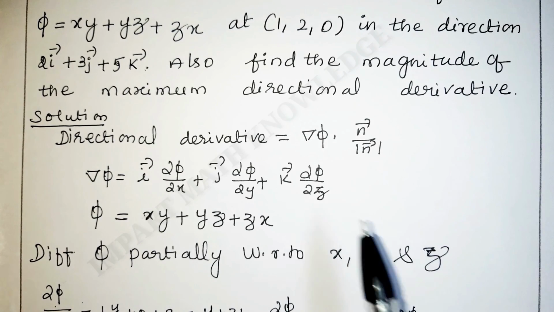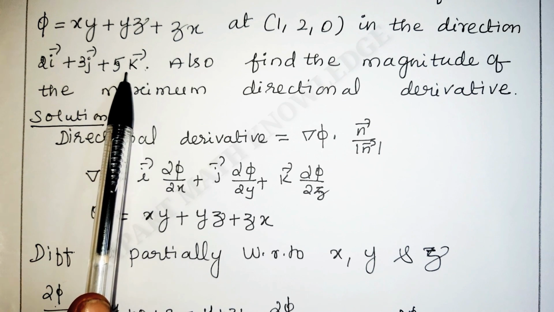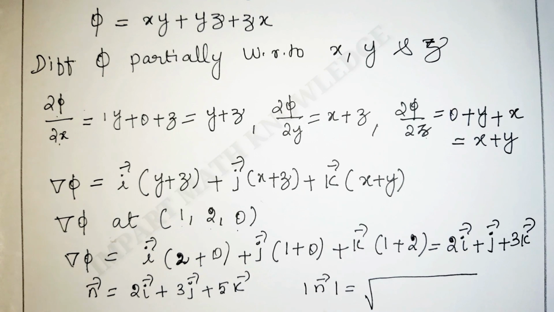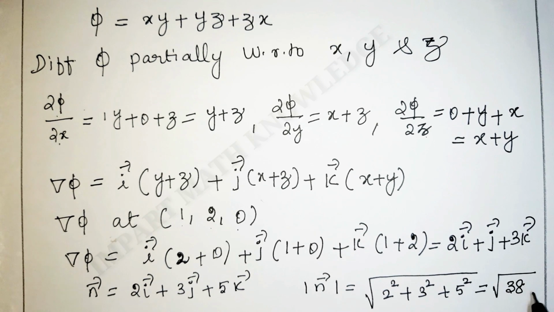Del phi is over. Here n vector is nothing but the direction 2i vector plus 3j vector plus 5k vector. N vector is equal to 2i vector plus 3j vector plus 5k vector. Modulus of n vector is nothing but the square root of the sum of squares of the coefficients of i, j, k. Here the coefficients are 2, 3 and 5. So 2 square plus 3 square plus 5 square. Modulus of n vector is root 38.